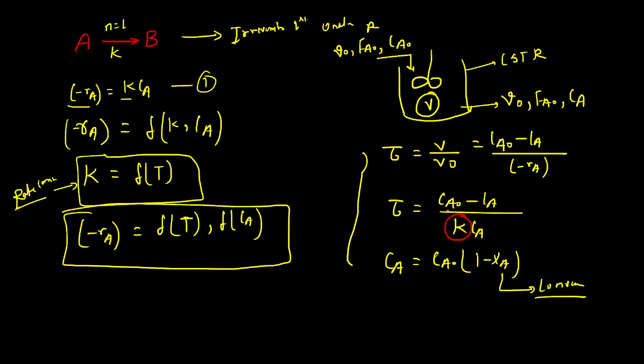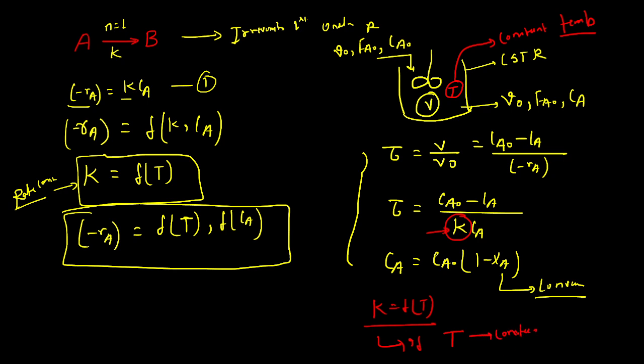If the reaction is occurring at constant temperature T, then this K is not going to change. Why? Because K is only a function of temperature. If the temperature is constant, K will also be constant. So this condition will be the isothermal condition.